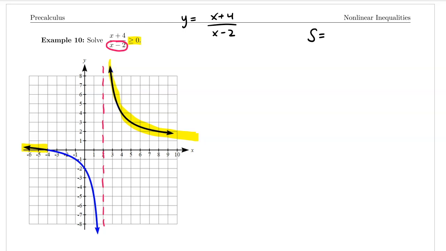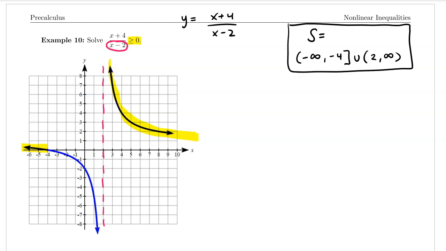So based off just the graph alone, I would expect that my solution set is going to be S equals -infinity to -4, bracket, union, parentheses, 2 to infinity. And the reason that we are including -4 is because look here, our x-intercept is at (-4, 0). But I'm excluding 2 because that would lead us to have division by 0.